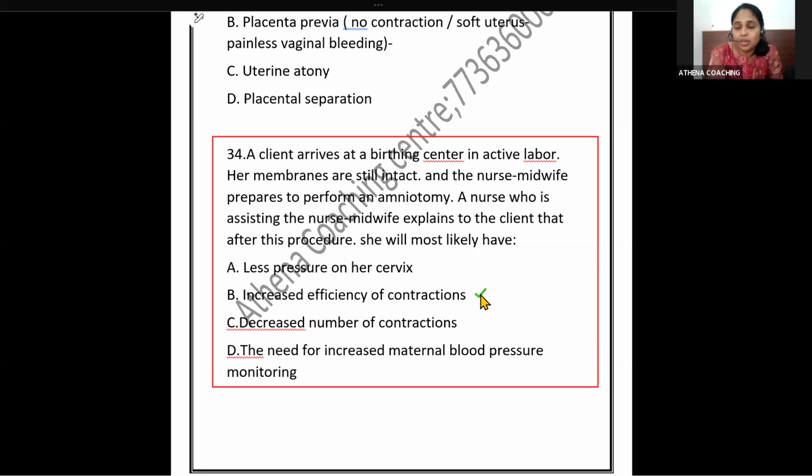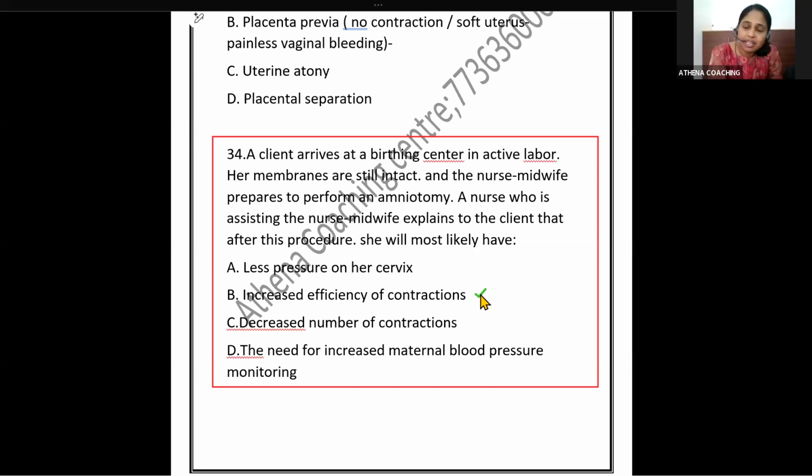The fetal heart rate usually will increase. Why is amniotomy important? It increases the contractions and allows the fetus to move down. So descent of the fetus will increase as a result of amniotomy.